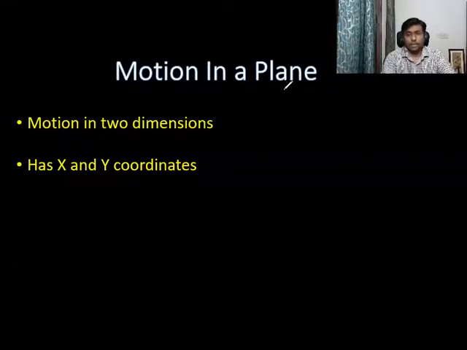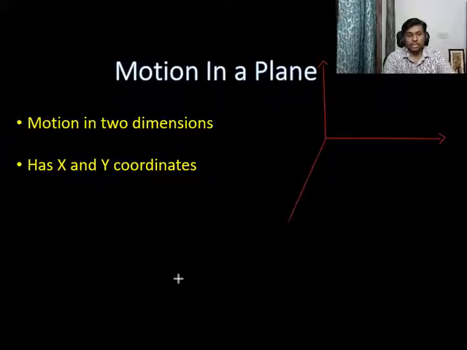Welcome back. Now we are going to discuss the chapter motion in a plane. In the previous chapter, you understood motion in a straight line. Motion in a straight line is motion along one axis, that is motion in one dimension. So in that chapter, the body was moving only along the x-axis or only along the y-axis or only along the z-axis. Any one axis.